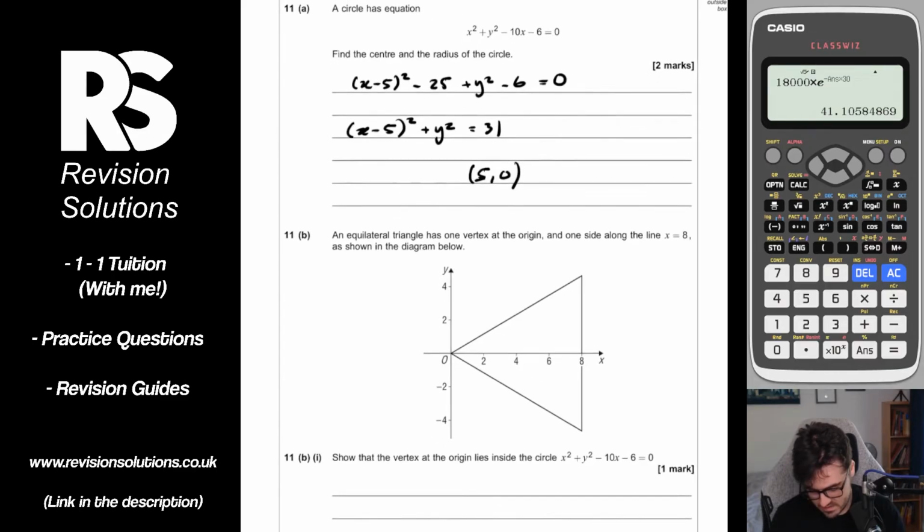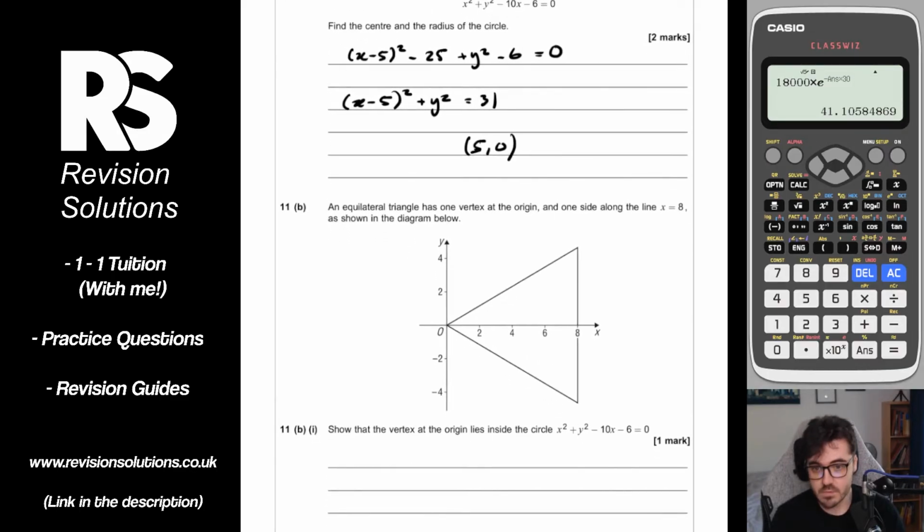Okay, then it says an equilateral triangle, that's important information, has one vertex at the origin and one side along the line x equals 8, as shown in the diagram below. Show that the vertex at the origin lies inside the circle. Well, that just means the distance from the origin to the center of the circle must be smaller than the radius. So the radius is the square root of 31.